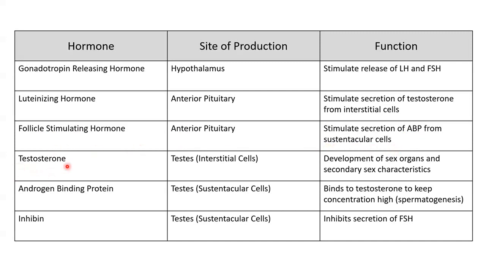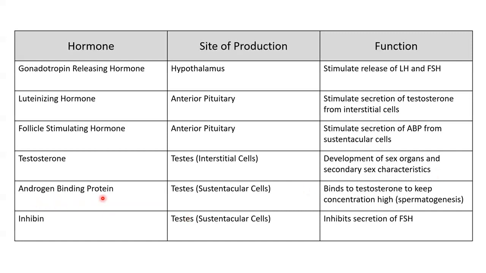We have testosterone, which is our main male reproductive hormone. It's produced in our testes and in particular in those interstitial cells. It does quite a wide range of things, including developing the sex organs, developing the secondary sexual characteristics, as well as being essential for spermatogenesis to occur.